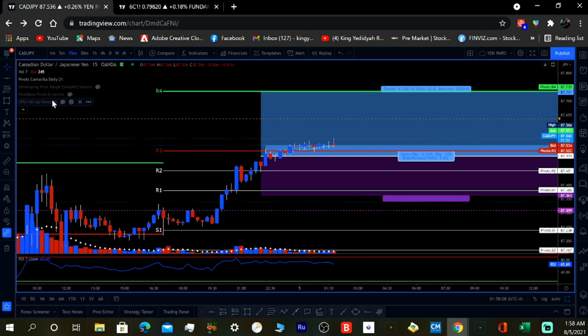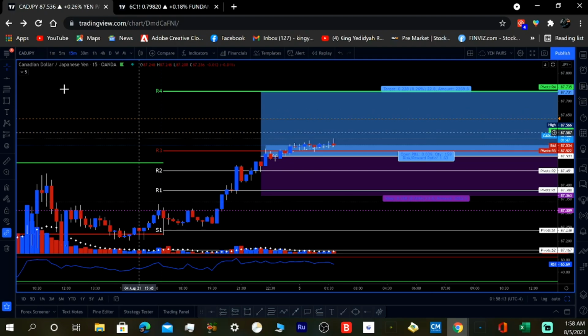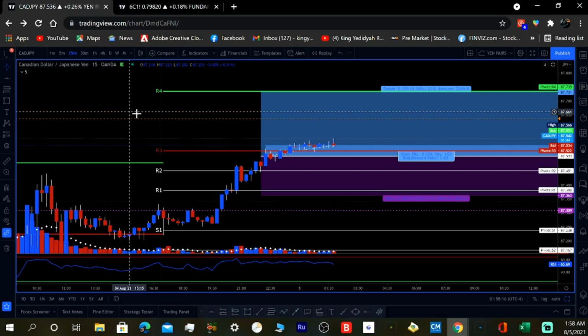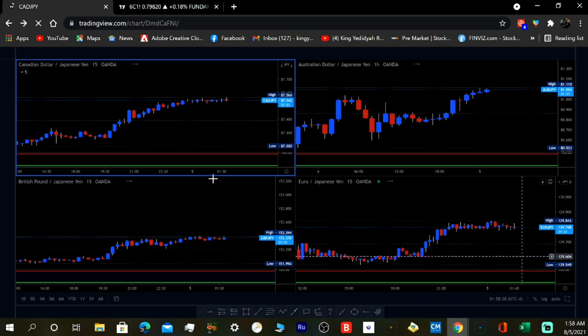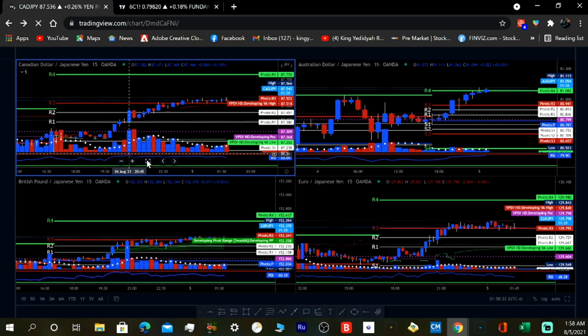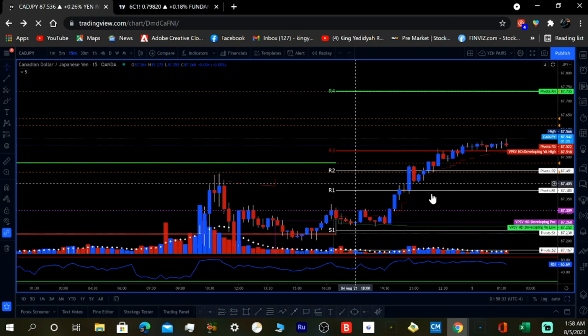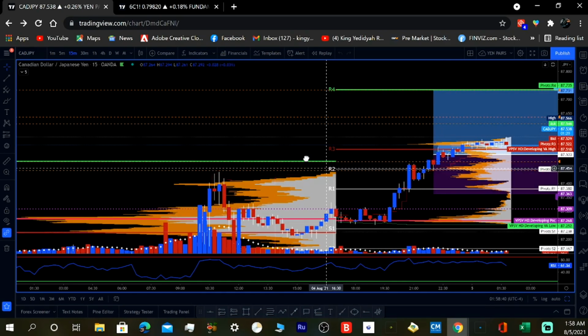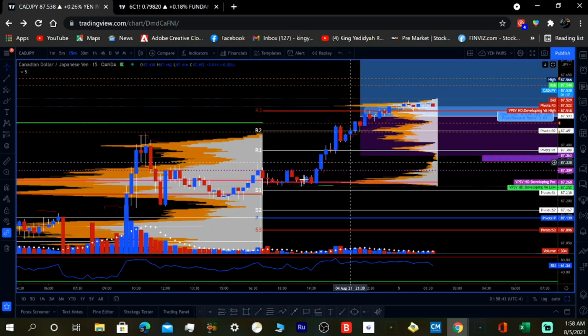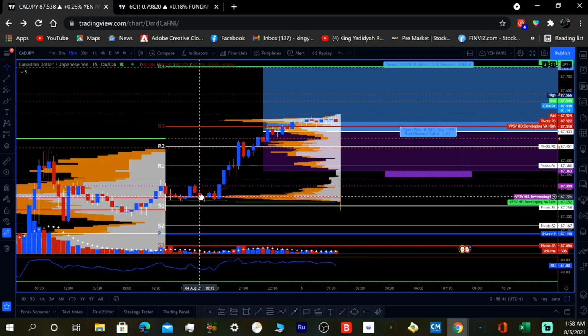Let's see if I can put on some volume at price. Let's see if I can pull that up, to see where we have some volume levels. Alright, so my computer's acting up. Okay, so there it is. Right, so we can see where the volume is distributed.